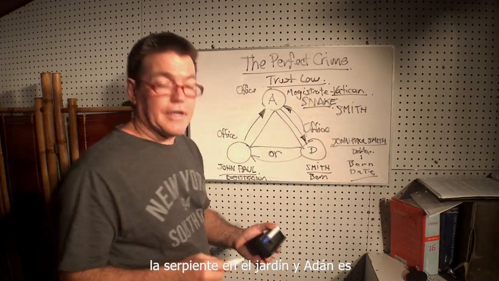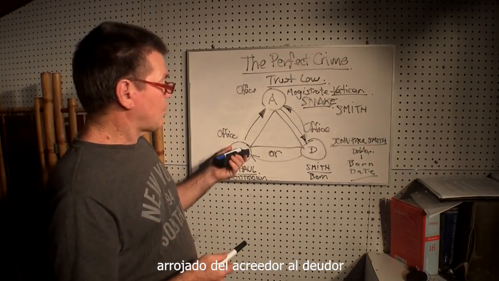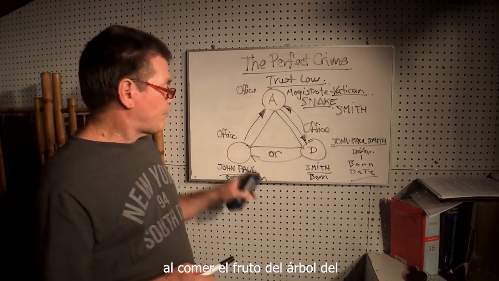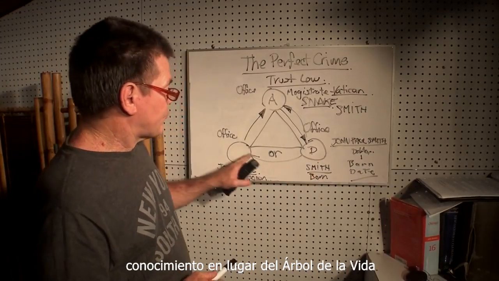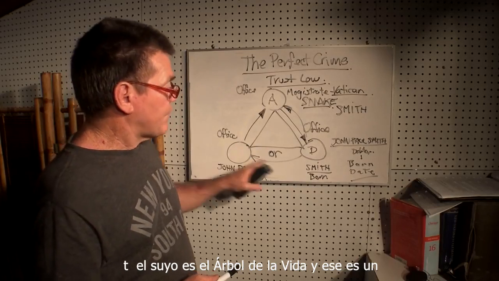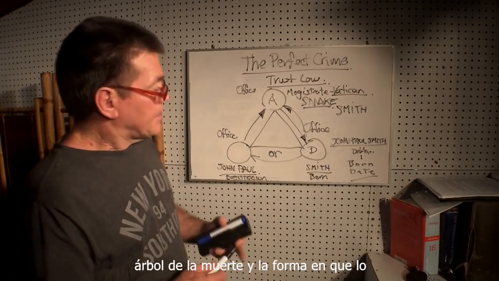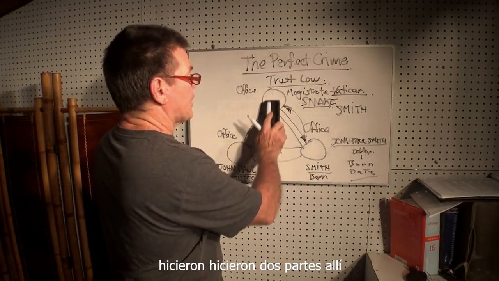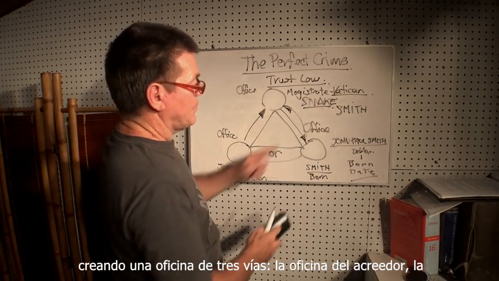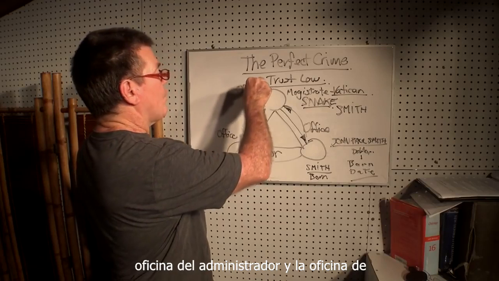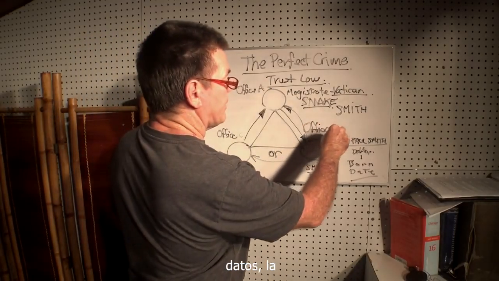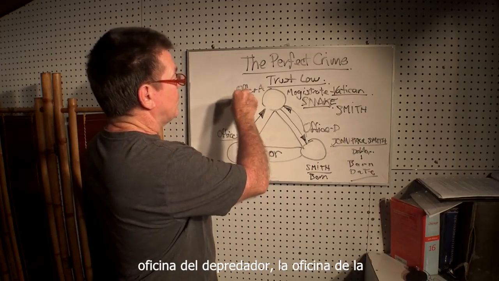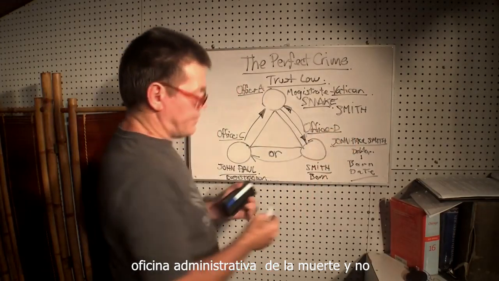The snake in the garden. And Adam was tossed from the creditor into the debtor by eating the fruit of the tree of knowledge instead of the tree of life. This is the tree of life, and that is the tree of death. And the way they did it, they did two parties in there, is by creating a three-way office of creditor, office of administrator, and office of debtor.